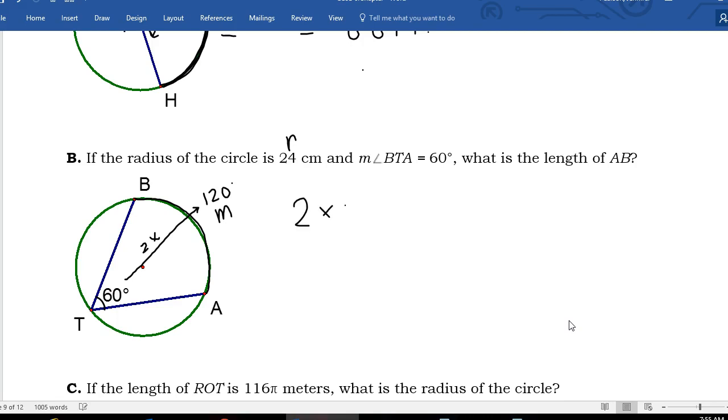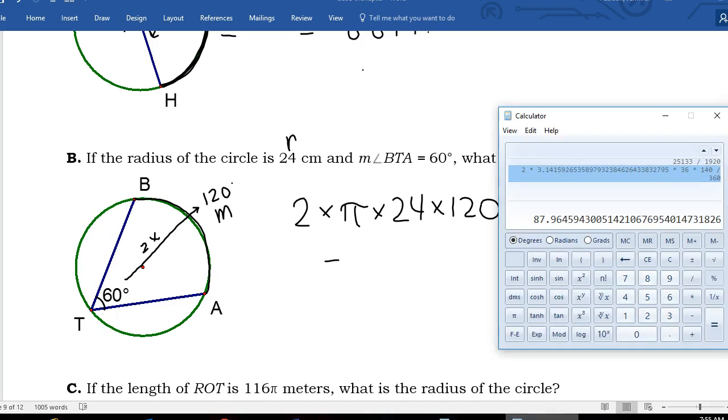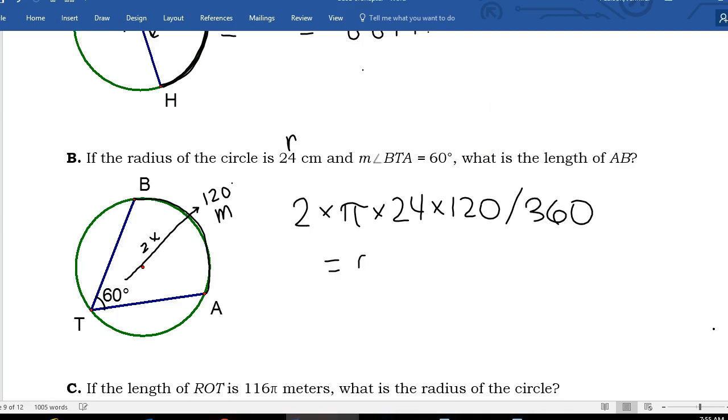2 times pi times the radius times the measure divided by 360 tells me that this arc is about 50 centimeters.